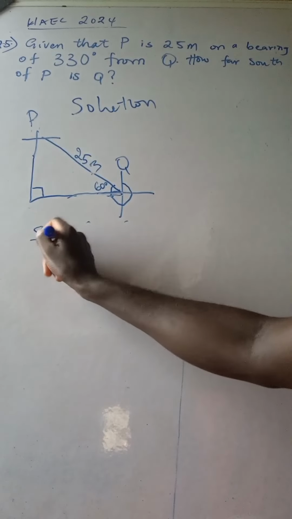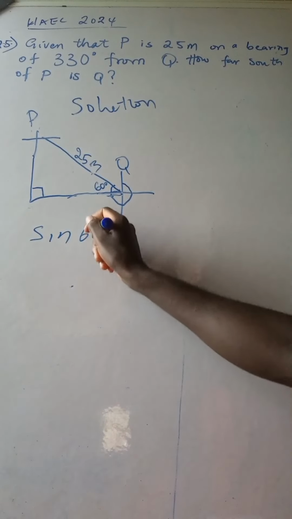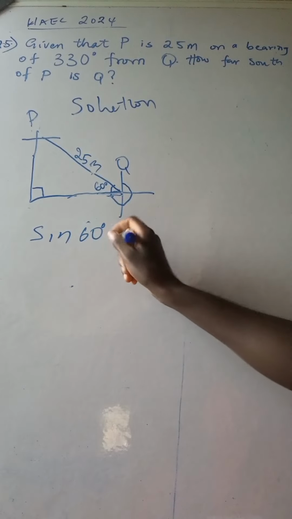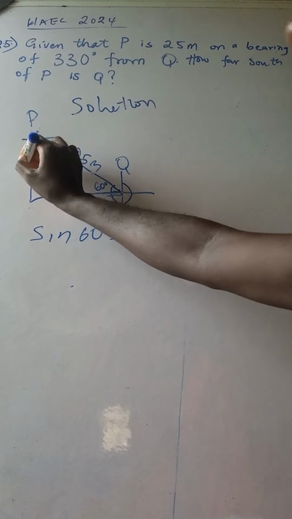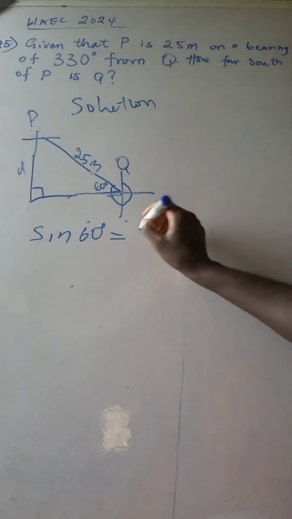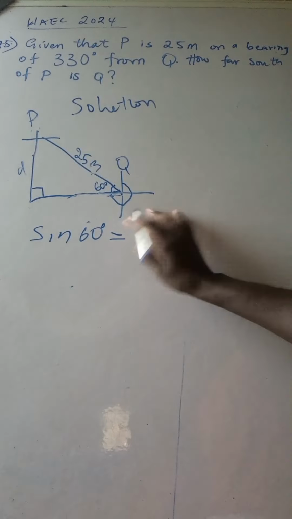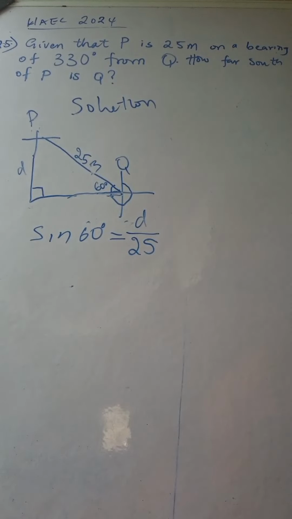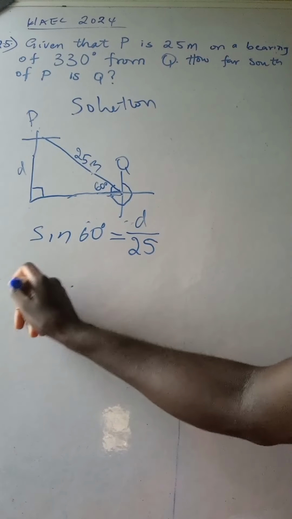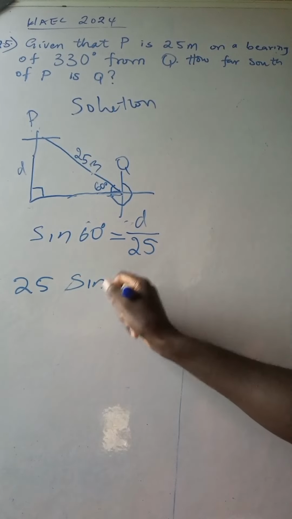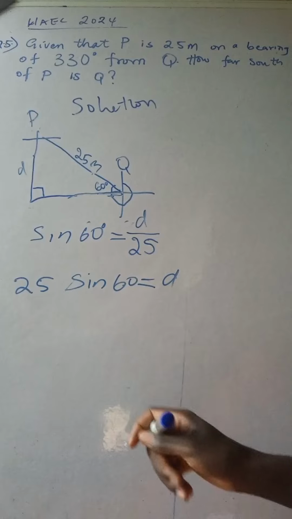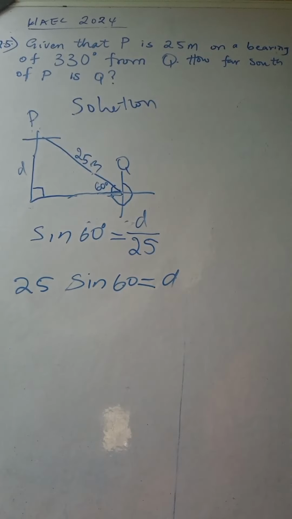So sine 60 degrees is equal to opposite over hypotenuse. Let's call what we're looking for D, you can call it X or Y or anything. D, which is our opposite, over our hypotenuse, which is 25. So what you're going to do now is 25 sine 60. If you press 25 sine 60 in your calculator, you're going to get 21.65 something.